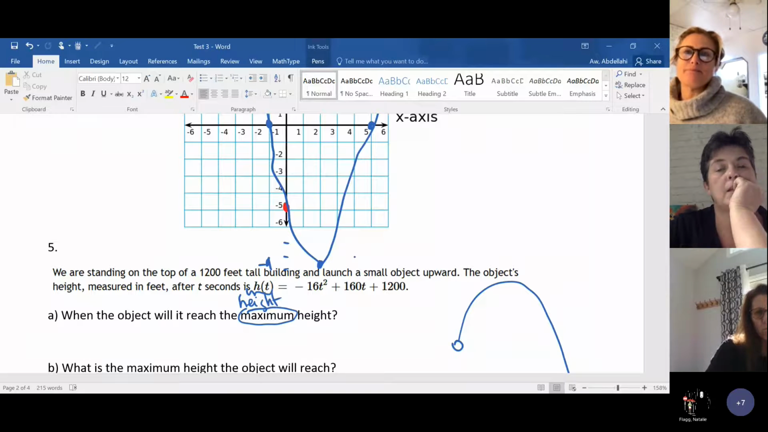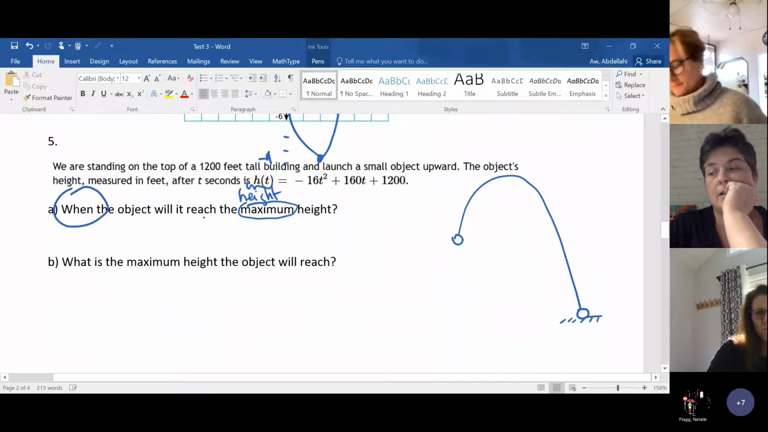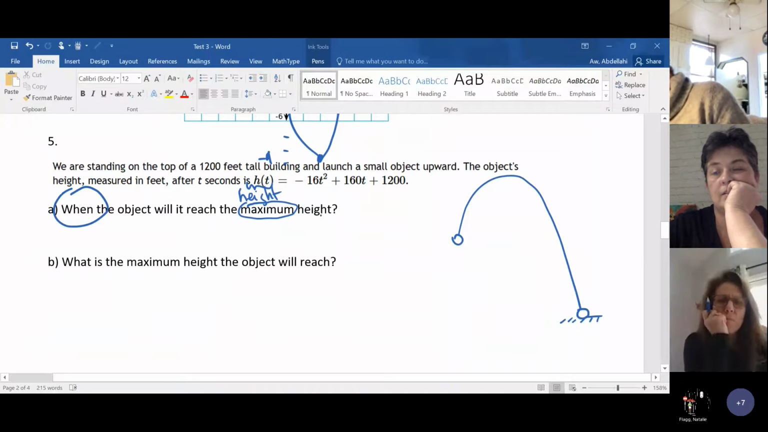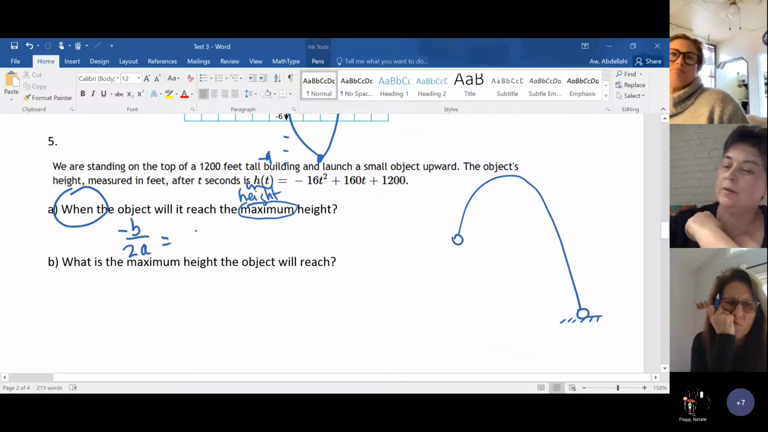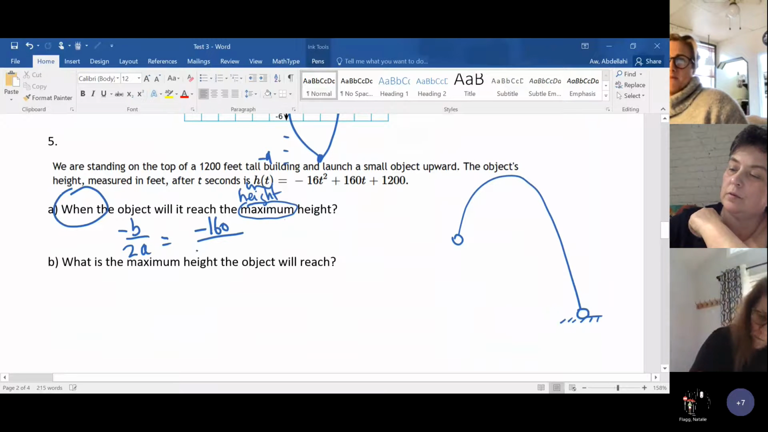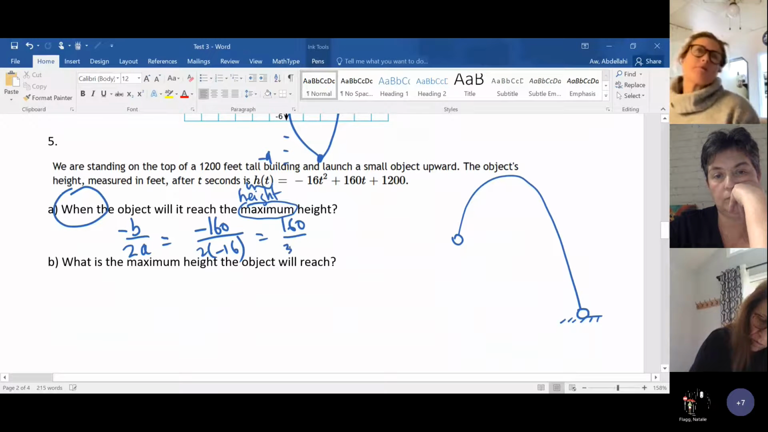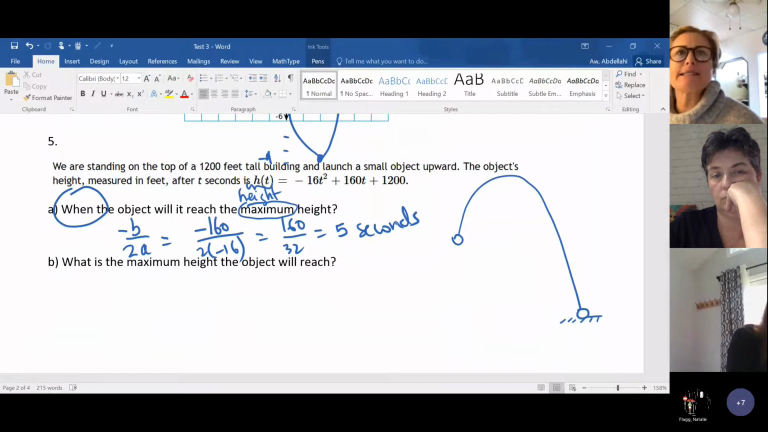Same thing here. When you say when the object will reach the maximum, we're talking about the h of the vertex, the first coordinate, and that is -b/2a, which is -160 divided by 2 times negative 16, which is 160 over 32, which is 5. When? 5 seconds. The maximum will be reached after 5 seconds.